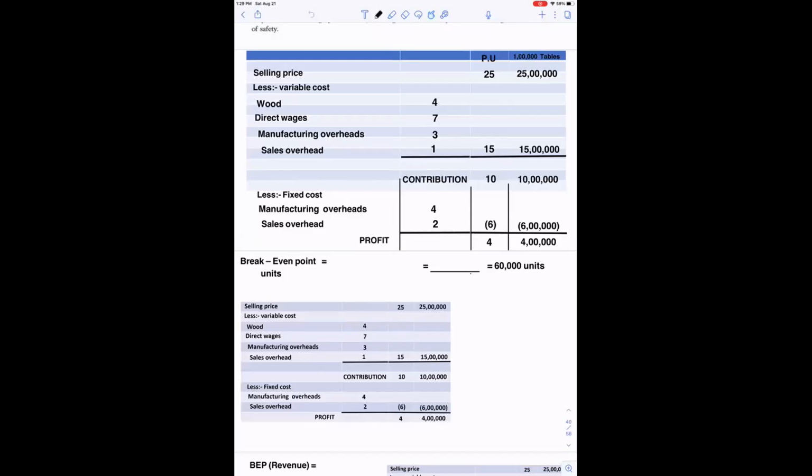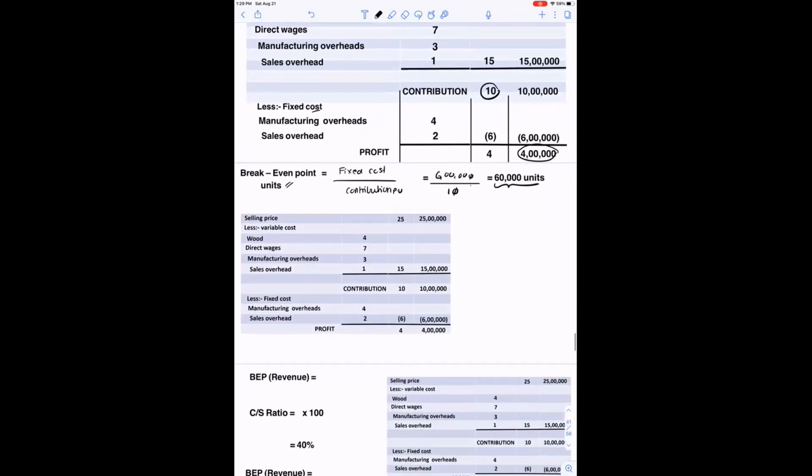Now, once you got a profit of 4 lakh, I will find the break-even point in units. What is the break-even point in units? It is fixed cost upon contribution per unit. What is my fixed cost? My fixed cost is 6 lakhs. What is my contribution per unit? Contribution per unit is 10, leaving me with break-even point in units as 60,000.